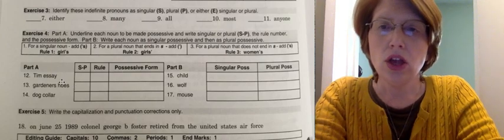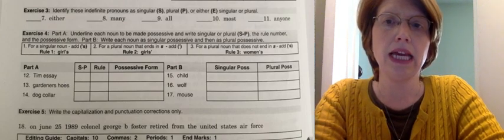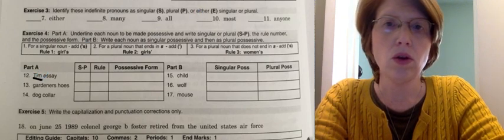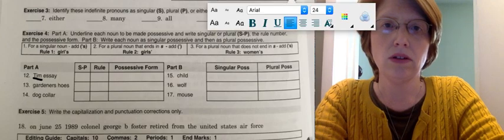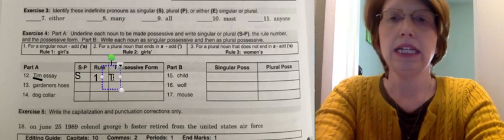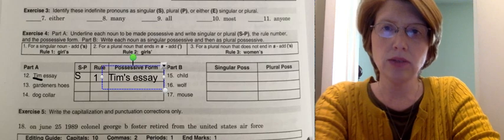Let's look at part A. So Tim essay. What do I need to make? I need to make Tim possessive. Okay, because the essay needs to belong to him. But Tim is singular, so I'm going to put an S there. So if it's singular, I'm going to use rule 1. So what I'm going to write is Tim's, apostrophe S, essay. Okay, Tim's essay.